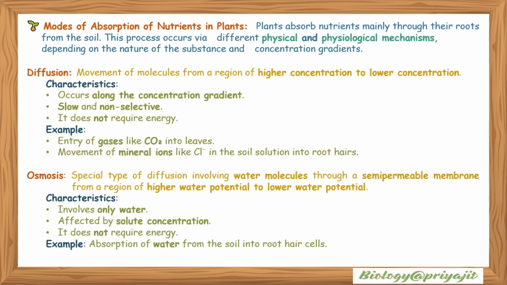Osmosis: a special type of diffusion involving water molecules through a semi-permeable membrane, from a region of higher water potential to lower water potential. Characteristics: it involves only water. It is affected by solute concentration. It does not require energy. Example: absorption of water from the soil into the root hair cells.